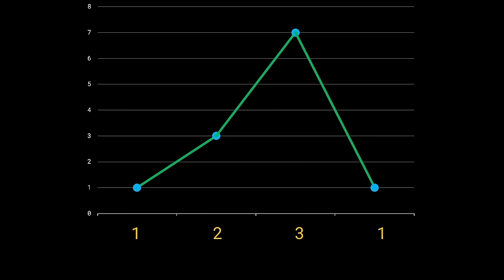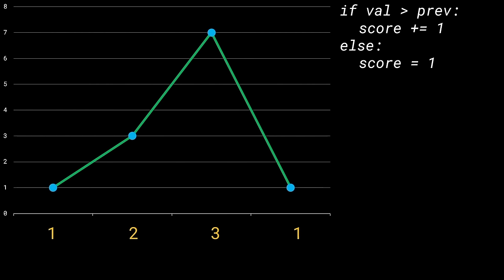To formalize the logic we have seen up till now, we'll write it this way. So we'll say that if the rating of the current kid is greater than that of the previous kid, then we are going to increase the score by 1. And we are going to save that score corresponding to that kid. Otherwise, we'll set the score to 1 by default.